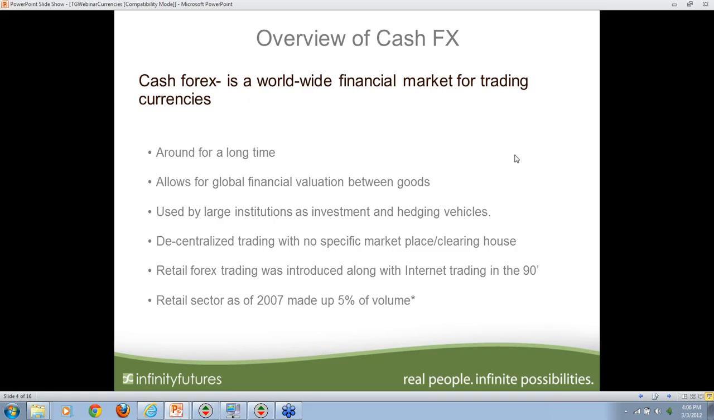Next, with Forex, it's decentralized trading with no specific marketplace or clearinghouse. And this is actually pretty important just because, hold on just one second.